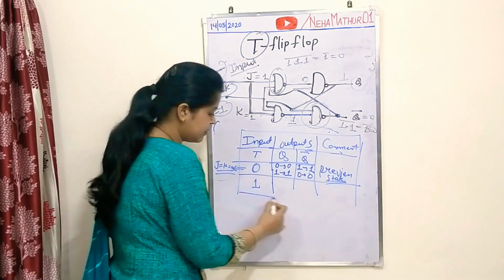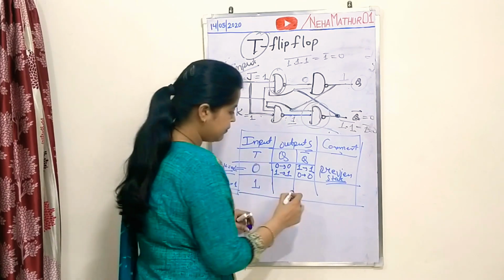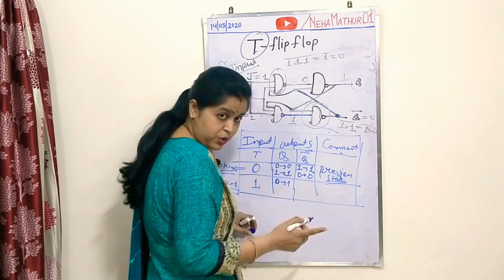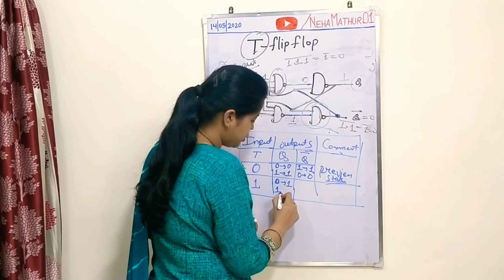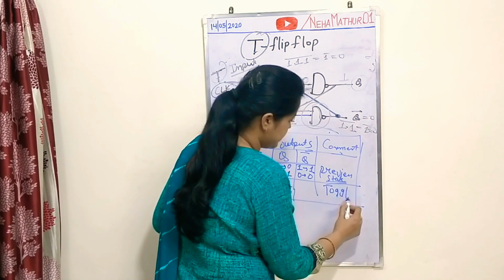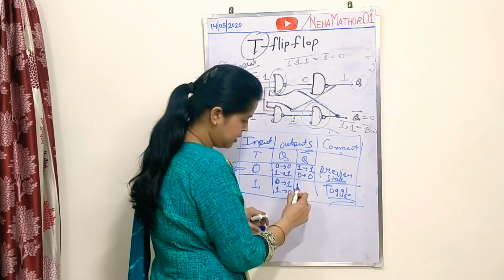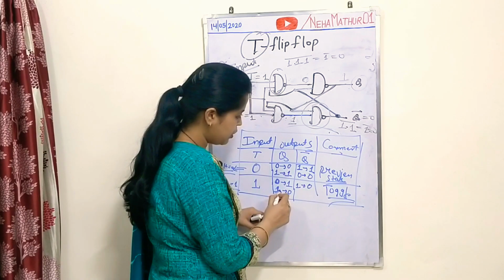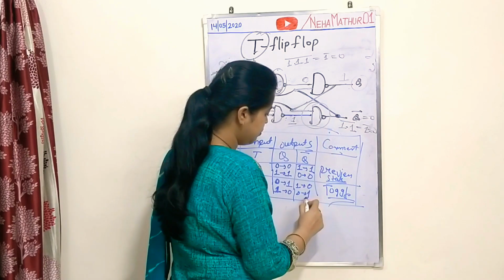Now come to the second case where J is equal to K is equal to 1. If you are assuming Q is equal to 0, it will become 1. And if you are assuming Q is equal to 1, it will become 0. That means it is showing the toggle state. Same with this, if your Q is equal to 0, your Q bar will be 1, but after the execution it will become 0. Similarly, if initially you are assuming Q is equal to 1, your Q bar will be 0, and after the execution it will become 1.